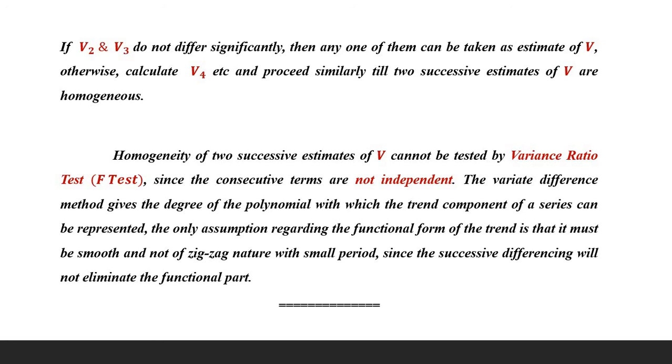The variate difference method gives the degree of the polynomial with which the trend component of a series can be represented. The only assumption regarding the functional form of the trend is that it must be smooth and not of zigzag nature with small period, since the successive differencing will not eliminate the functional part.